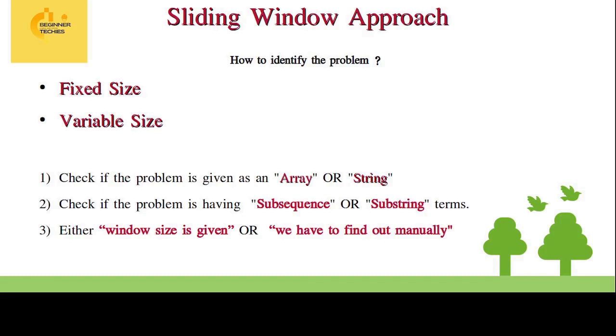How can we identify whether this problem can be solved through sliding window? Because why should we apply sliding window, and how can we identify whether this problem can be solved through it? If the problem is given as an array or a string, if the problem is having a subsequence or substring, if the problem is having some window size, or we have to find it out manually. So how to identify the problem?